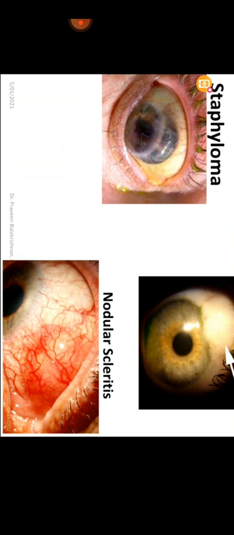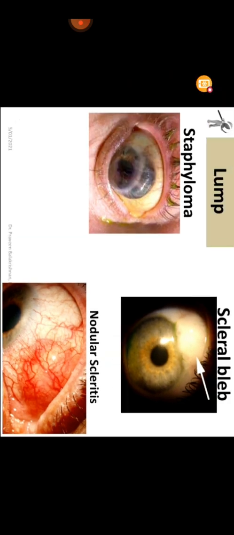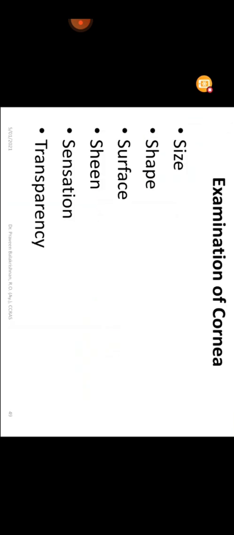Okay, and then you may even check for the presence of nodular scleritis. You can see some nodules and you can see some inflammation over it, which is called as nodular scleritis. Now we are examining the cornea. We have the size, shape, surface, sheen, sensation, and transparency.